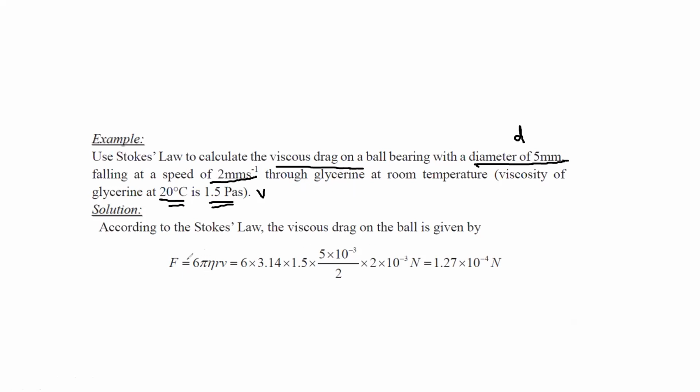So we have the formula F equals 6 pi eta r v. When we substitute the values, 6 pi is 3.14, R, the radius, so 5 millimeter.